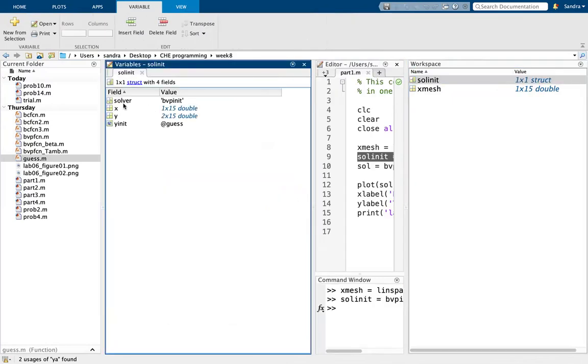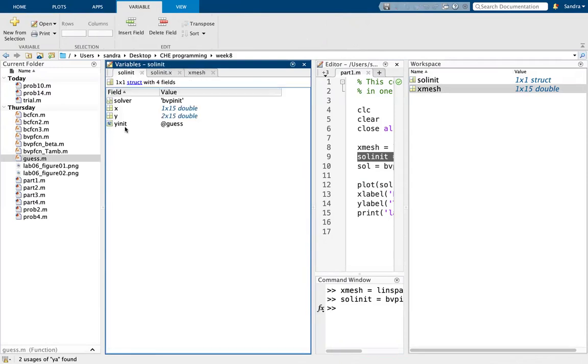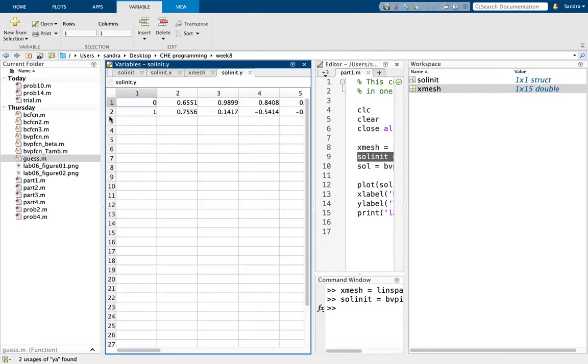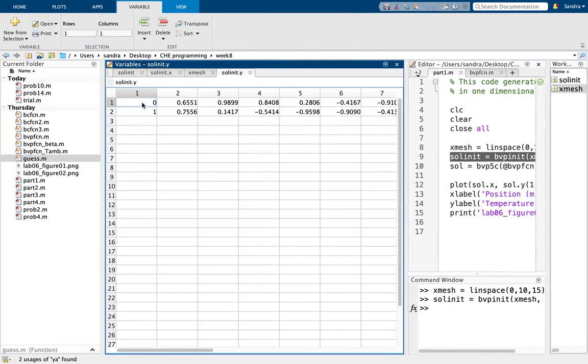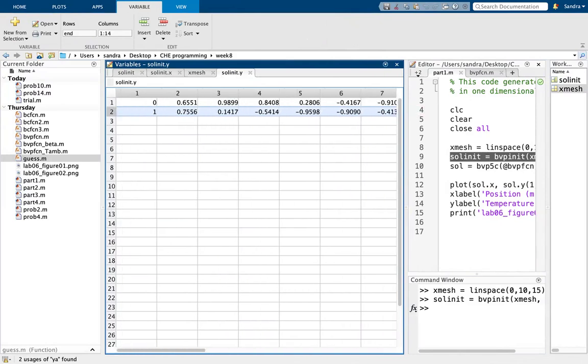And in the solution, the solver is this. I have an x value, which is basically the grid that I saw. This is xmesh, and the other one, both are the same thing. And in solinit, I have something called y. This is the output values initialization. Here the first row corresponds to temperature and the second row corresponds to the gradient value. Since it is a function of x, that is why you will see the different values.